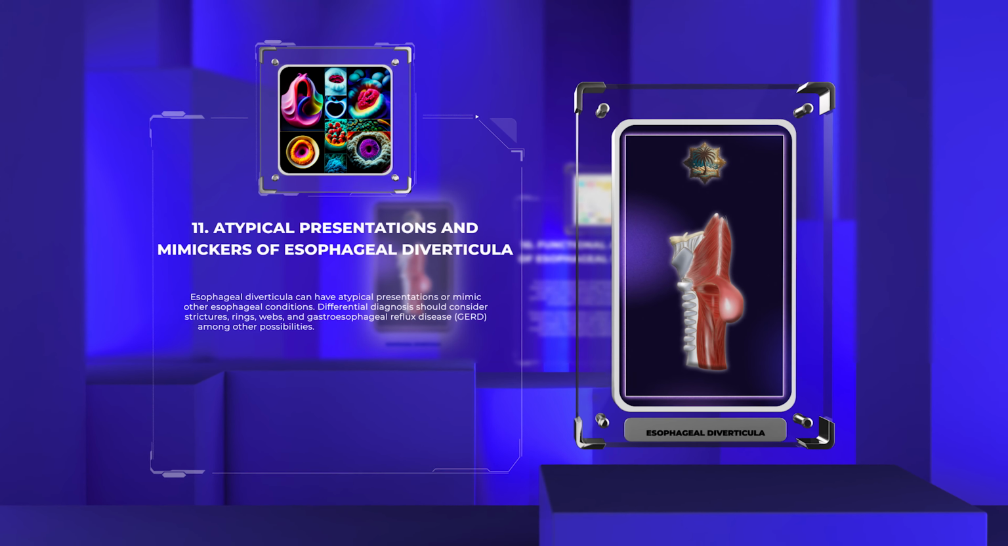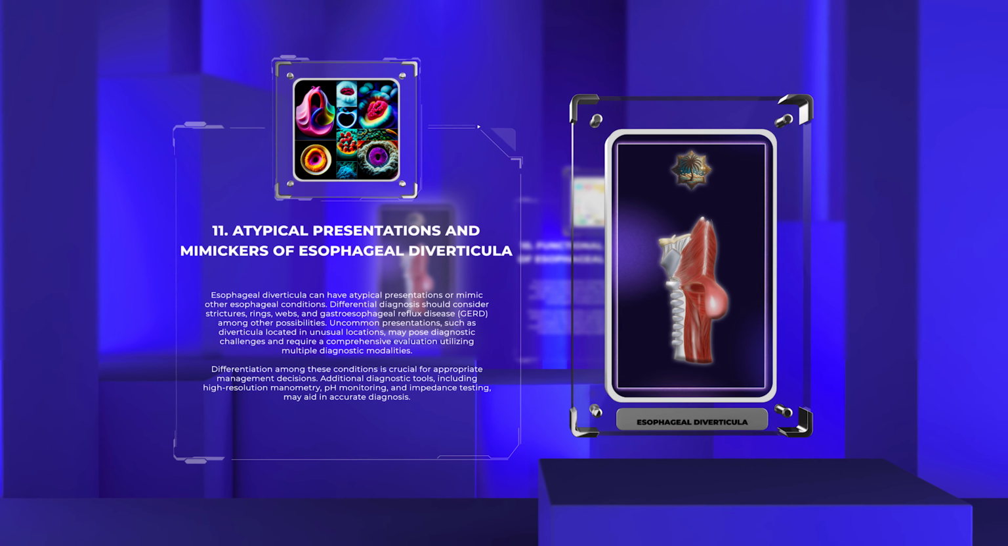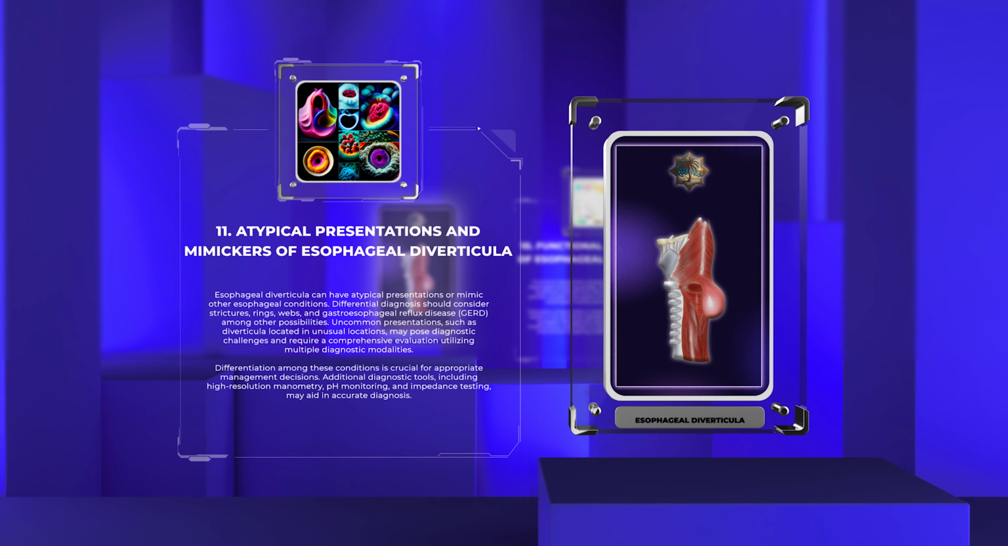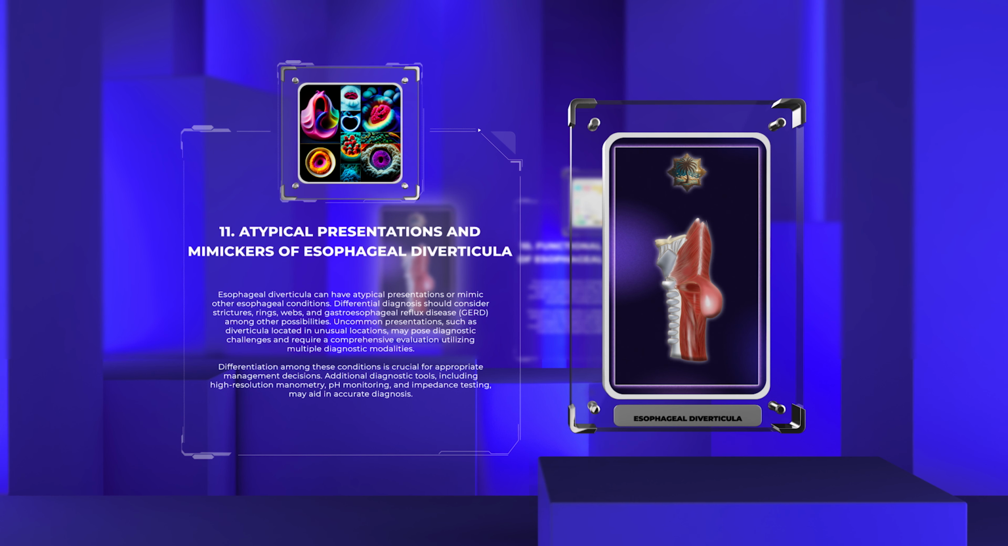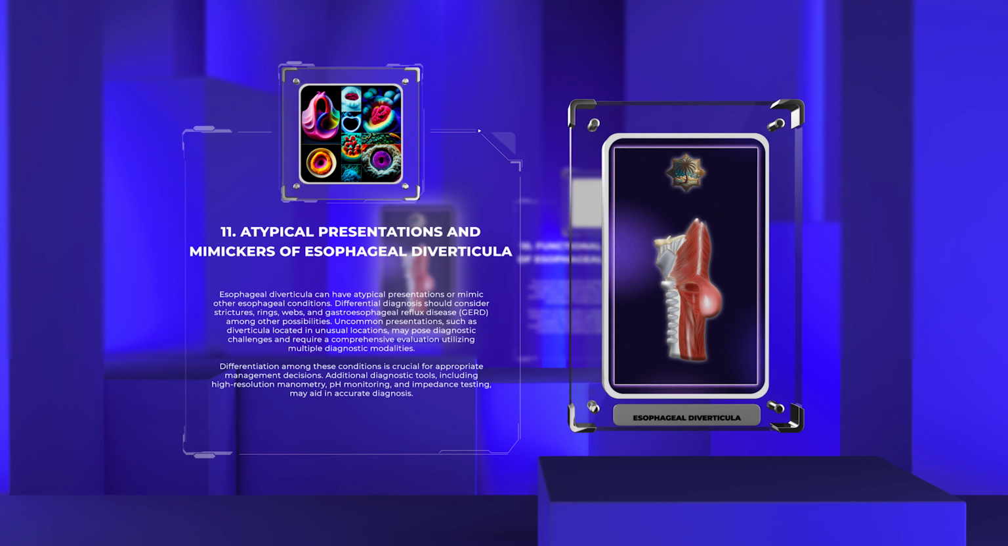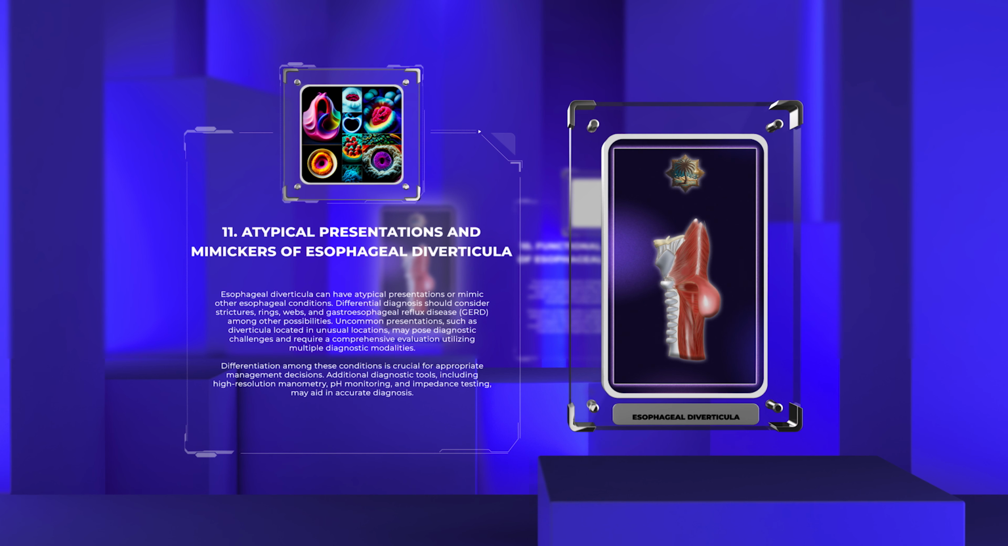Esophageal diverticula can have atypical presentations or mimic other esophageal conditions. Differential diagnosis should consider strictures, rings, webs, and gastroesophageal reflux disease, GERD, among other possibilities. Uncommon presentations, such as diverticula located in unusual locations, may pose diagnostic challenges and require a comprehensive evaluation utilizing multiple diagnostic modalities. Differentiation among these conditions is crucial for appropriate management decisions. Additional diagnostic tools, including high-resolution manometry, pH monitoring, and impedance testing, may aid in accurate diagnosis.